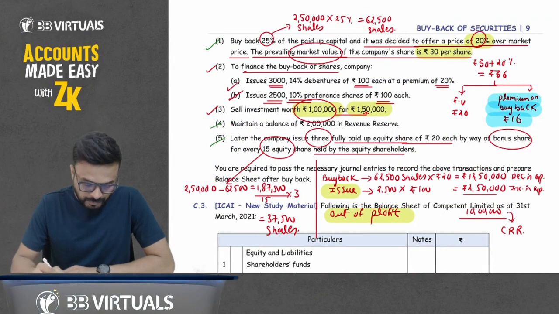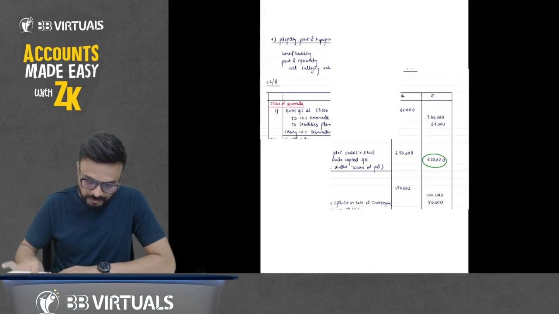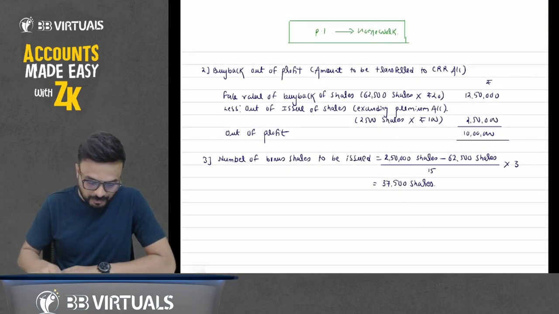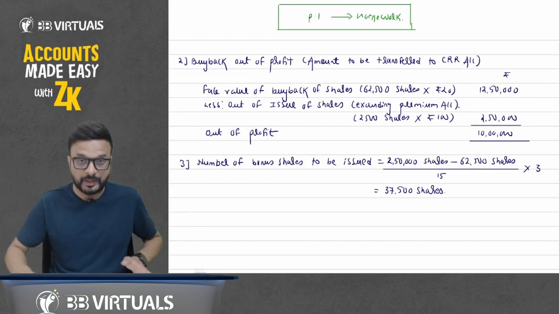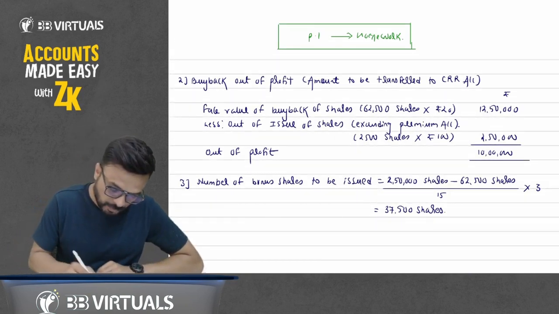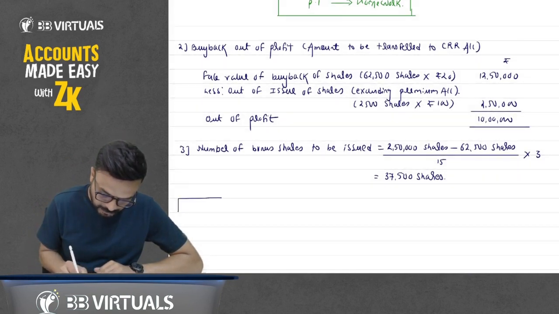Yesterday, we covered question number 2, but I think the balance sheet is pending. We solved question number 2 and passed all the journal entries. Now we have to prepare the balance sheet, which is pending. So today is day 3, and here we will prepare the balance sheet.